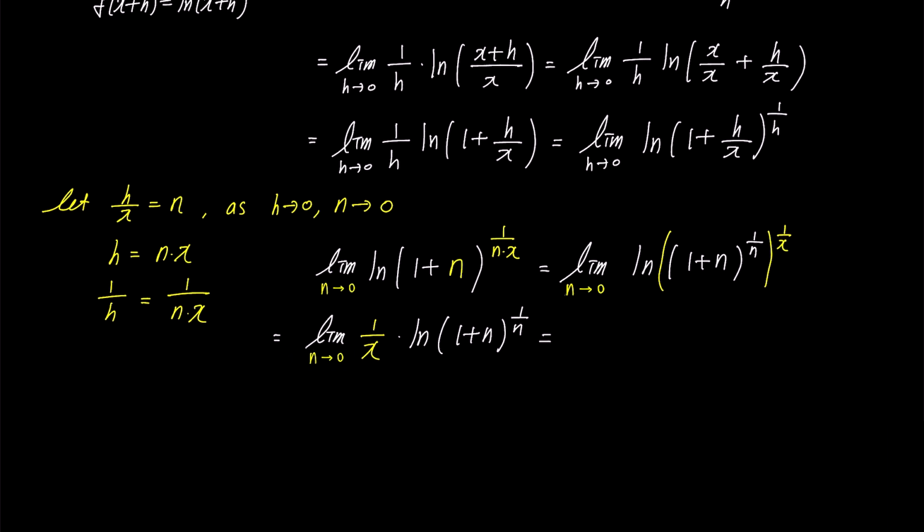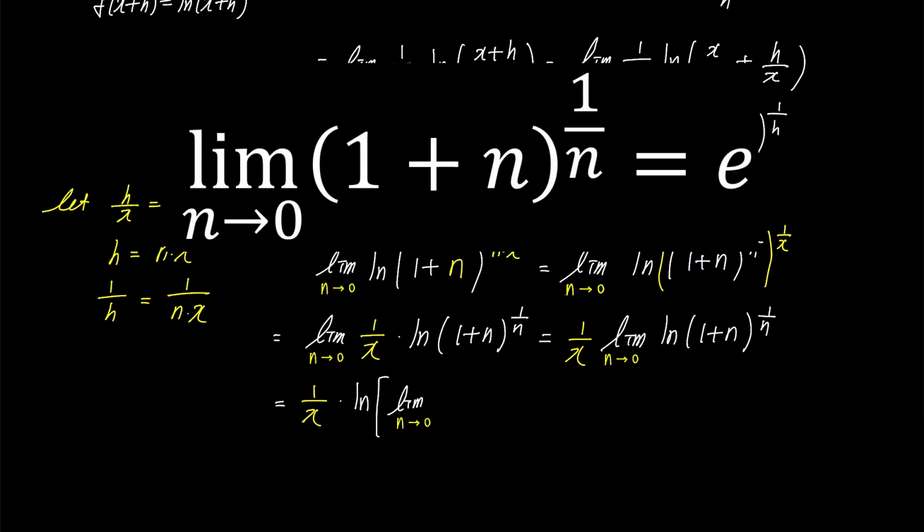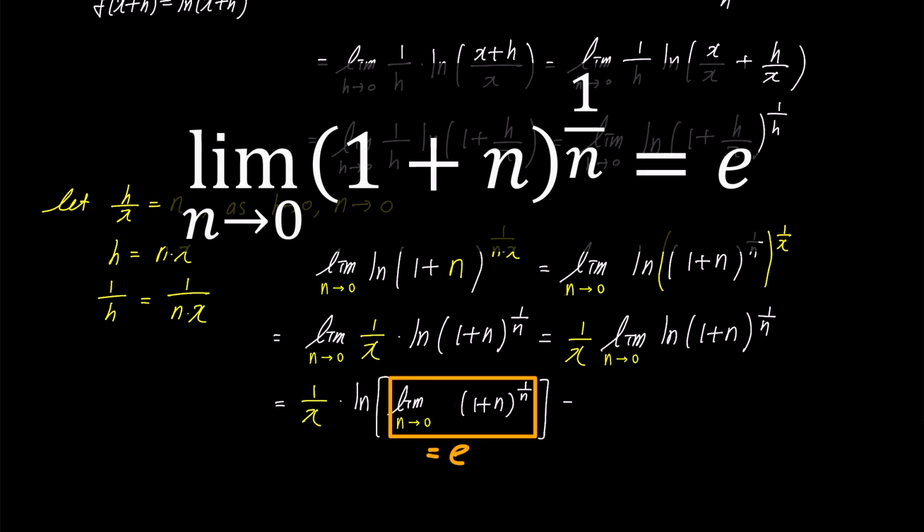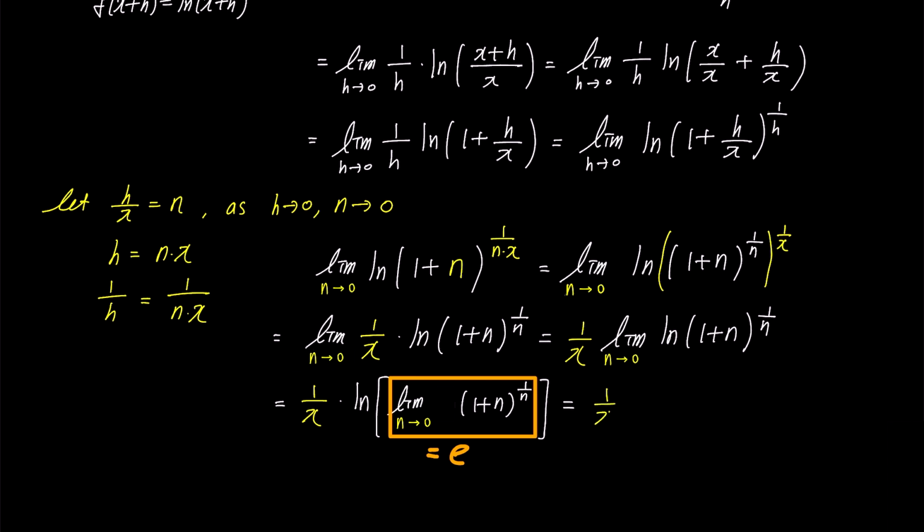Thus, the expression becomes 1 over x times the limit of ln of (1 plus n) to the power of 1 over n. Since Euler's number e is defined as the limit of (1 plus n) to the power of 1 over n when n approaches 0, we can replace the limit with e, simplifying the expression to 1 over x times ln e, which is equal to 1 over x. Therefore, we conclude that the derivative of ln x is 1 over x.